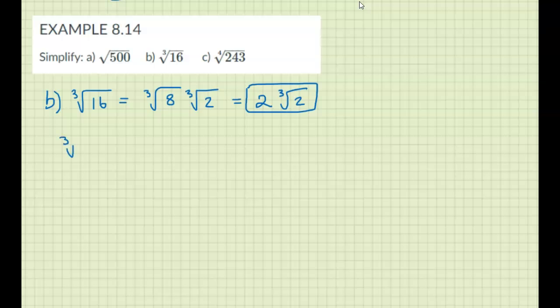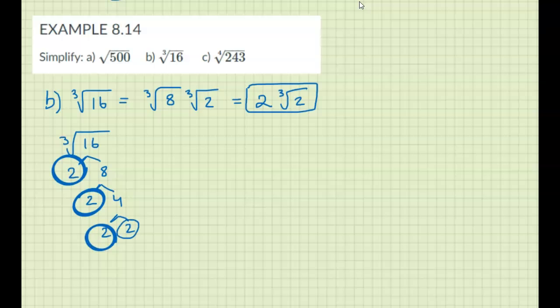Alright, the other way is that I'm going to break this up. This is 2 times 8. This is 2 times 4. This is 2 times 2. Let's circle our primes. Alright? So now we want to write this. You want to make groups of 3. So this index of 3 tells you that we need exponents that are divisible by 3.